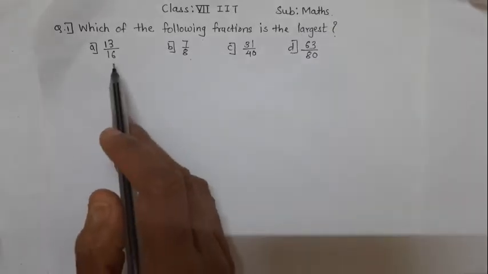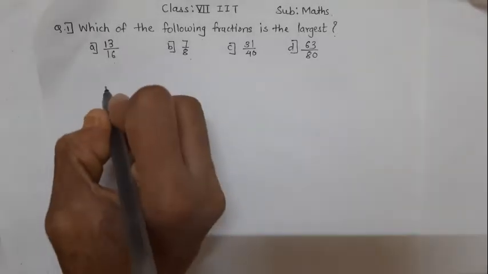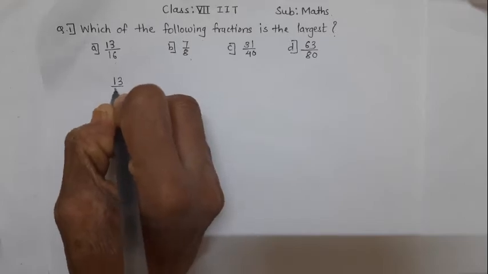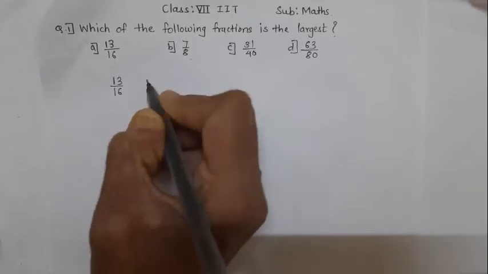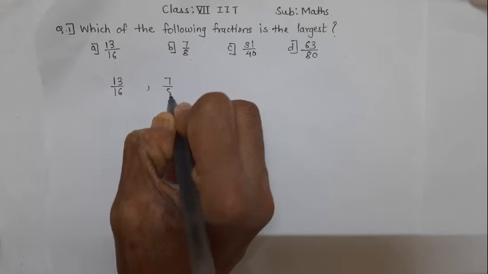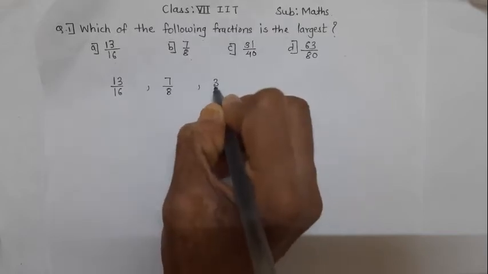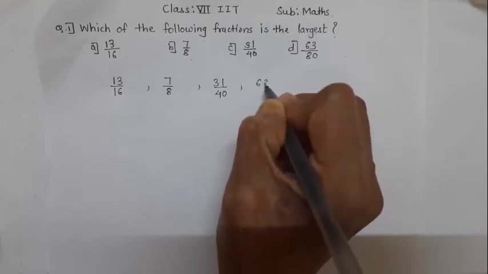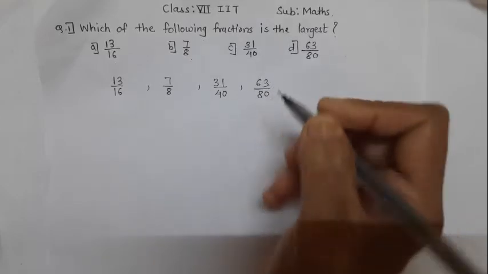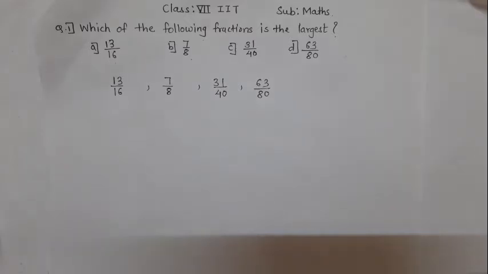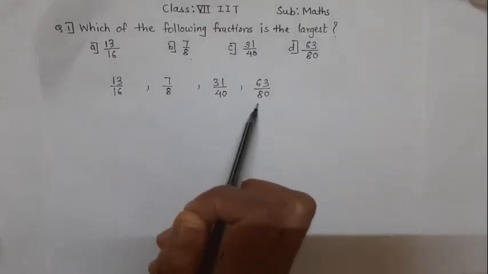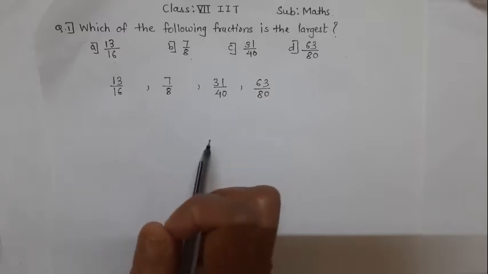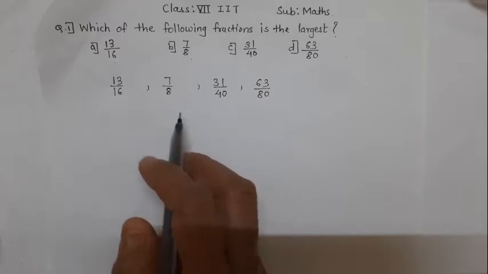So let's check. See here, I will write all the fractions. We have to compare which is largest. So 13 upon 16. Next fraction is 7 upon 8. After that 31 upon 40 and 63 upon 80. First we will check the denominators. Denominators are not the same, so we need to find the LCM.